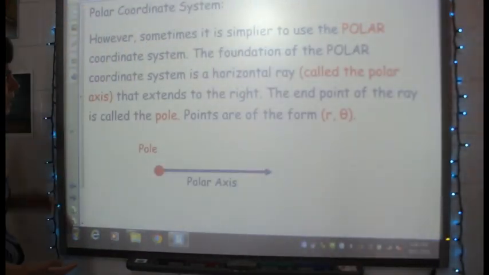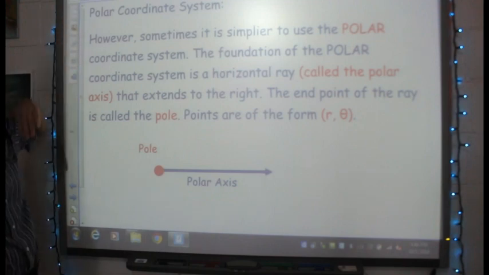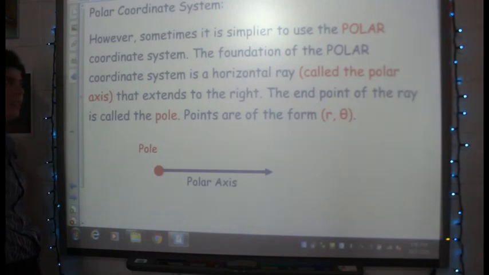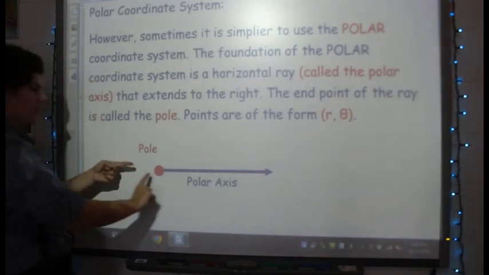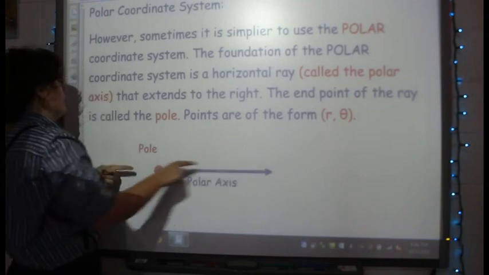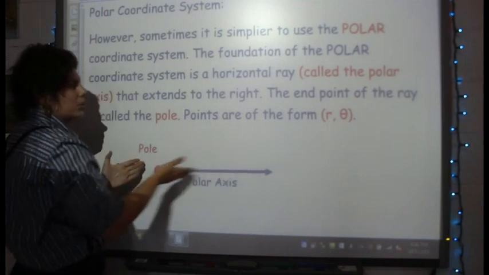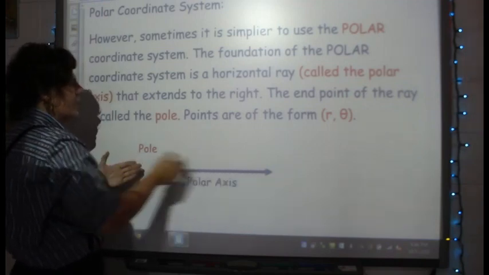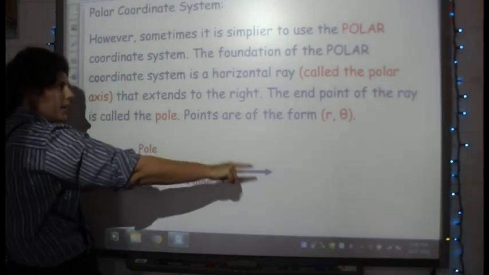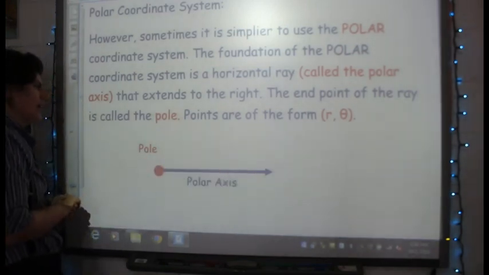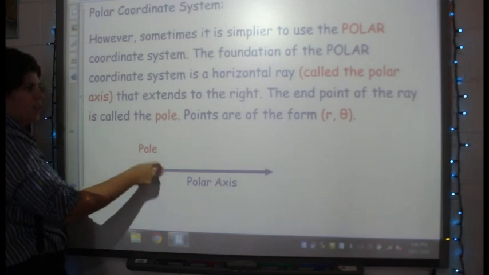Now we're going to change that. We're going to talk about the polar coordinate system. Sometimes it is simpler to use the polar coordinate system. The foundation of the polar coordinate system is a horizontal ray. Here is our horizontal ray. This is called the polar axis. Notice it's very similar to the x-axis, the positive side, that extends to the right. The end point of the ray is called the pole. That's very much like the origin.